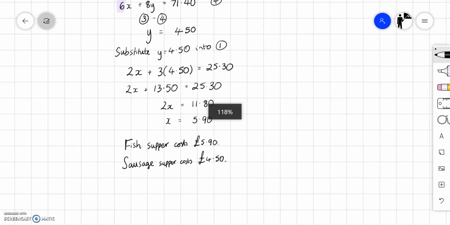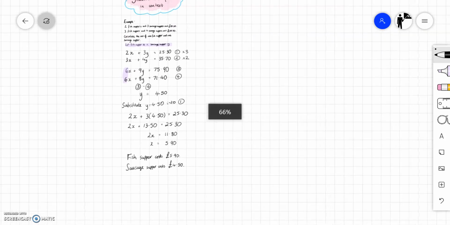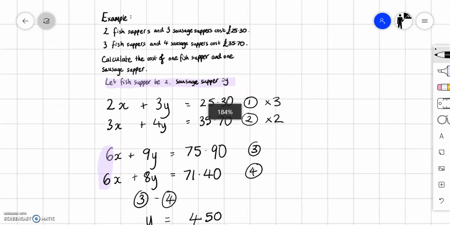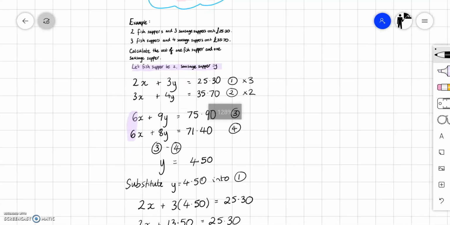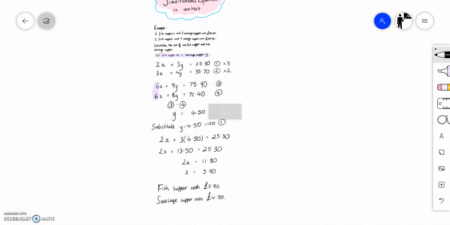And there you go. Okay, so the hard thing here is just to get the context and turn it into the equation. Once you've got the equation, it's just a straightforward simultaneous equation problem.